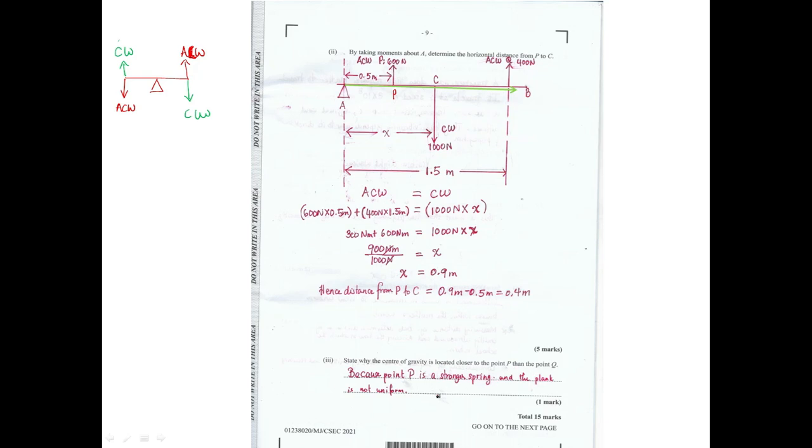Well, because P is a stronger spring, it probably could hold more, and the actual answer is that the plank is not uniform. Okay, 1 point. Tell me what you wrote if you had something different. Now we're moving on to question 3.